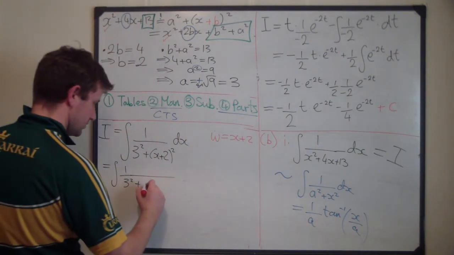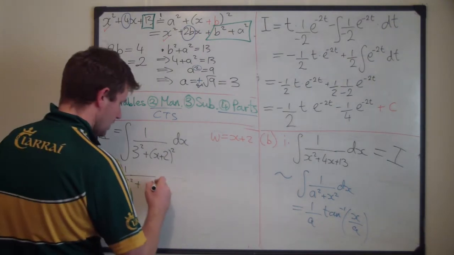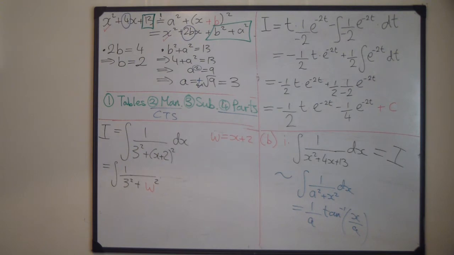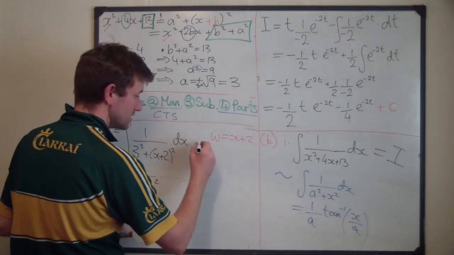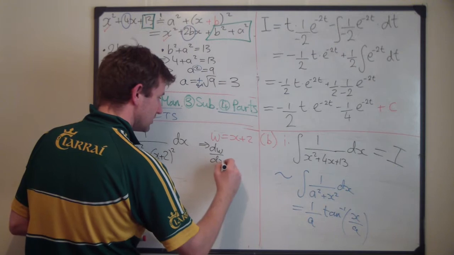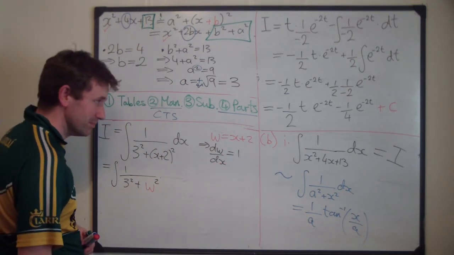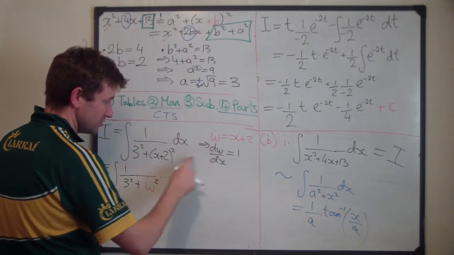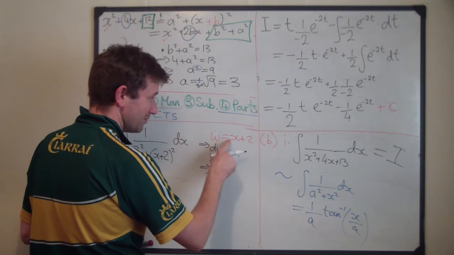Okay, so this is now w squared. Now what I want to do is replace the dx in terms of the w, and to get a relationship between dx and dw, I differentiate w. So dw/dx is equal to 1, and you see dx and dw are the same. If this was a 2, you couldn't use the formula directly, but here it's okay as long as that multiple of x is 1.